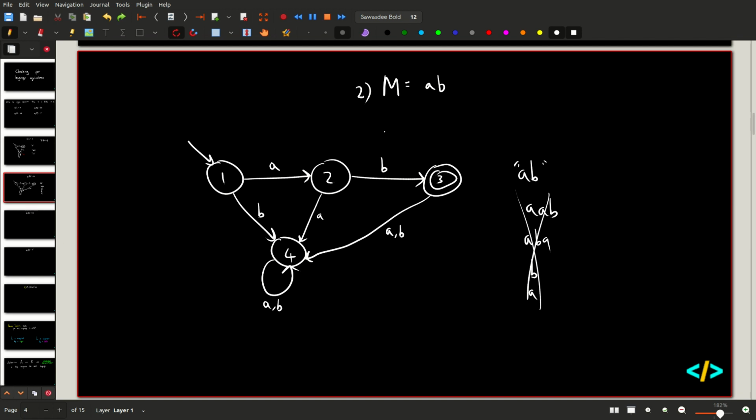So we've done L equals A and M equals AB as two DFAs. Let's have a go at another one.